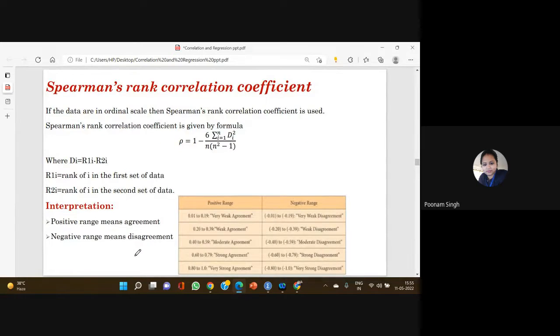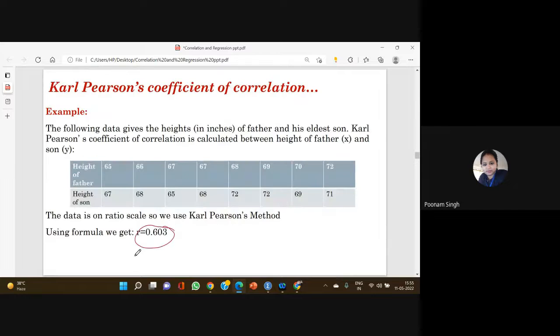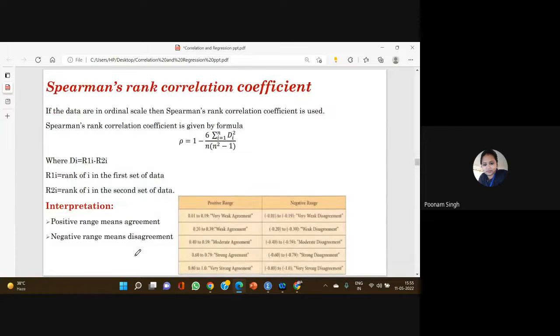Okay, so the next one is the Spearman rank correlation coefficient. I have told you when to use it: if data are in ordinal scale, or if your given data is not following the assumptions of Karl Pearson's coefficient of correlation, then in that case, go for the Spearman rank correlation coefficient.